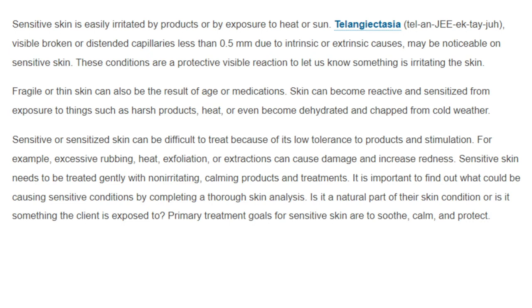Sensitive skin needs to be treated gently with non-irritating, calming products and treatments. It is important to find out what could be causing sensitive conditions by completing a thorough skin analysis. Is it a natural part of their skin condition, or is it something the client is exposed to? Primary treatment goals for sensitive skin are to soothe, calm, and protect.